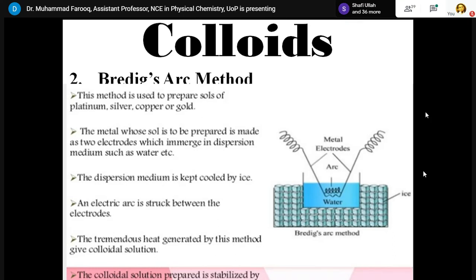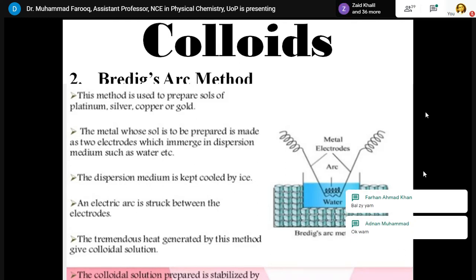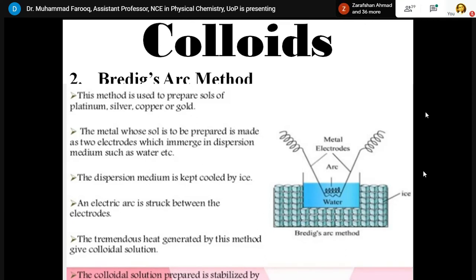Yes, sir. In order to catch the metal ions, in order to make the colloidal solution, when we pass the electric current, the temperature automatically rises, and metal evaporates from the surface of the electrode. What do you think will be the temperature? If you don't use ice, the water will get heated and evaporate, and you will be left with no water. If you are left with no water, how will you get the colloidal solution? So in order to get the colloidal solution, we have to keep the water cool. Yes sir, that's right sir.